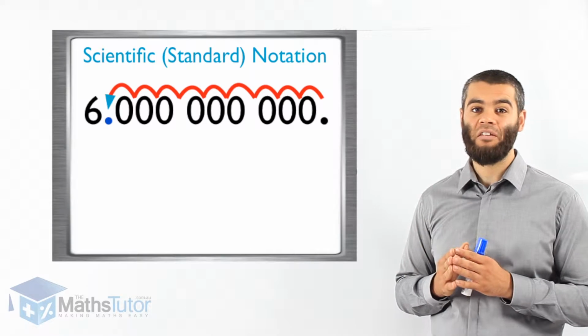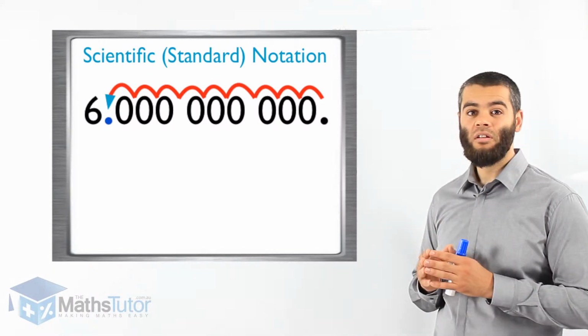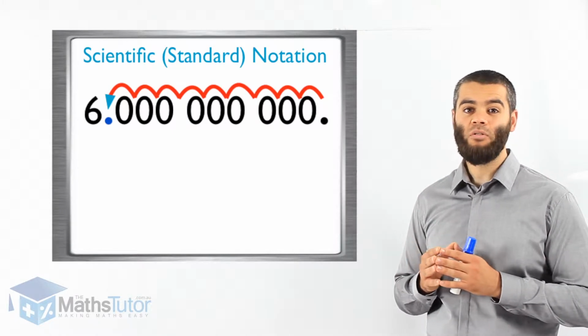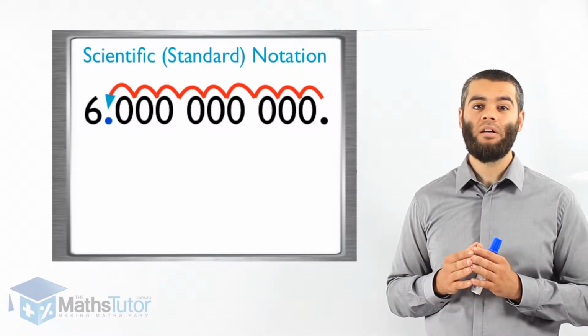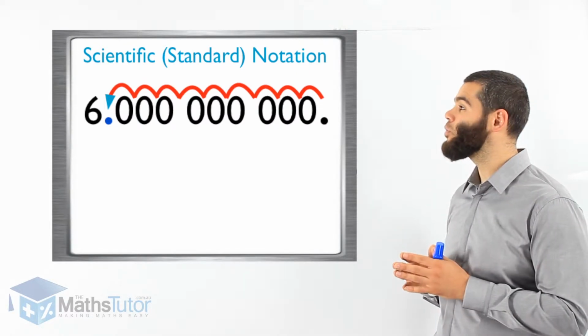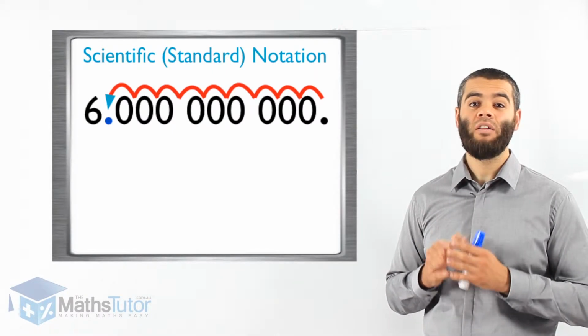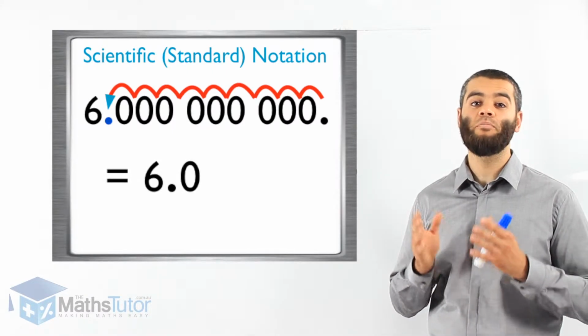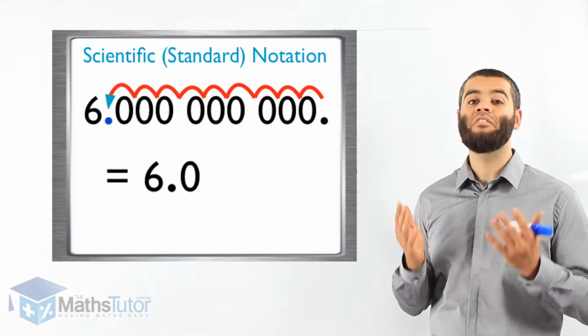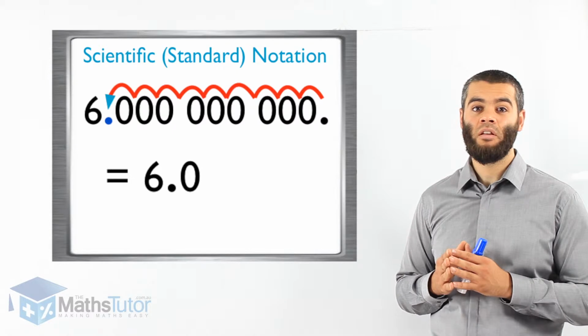Between 1 and 10. So we jump and we move the point, jump over every zero until we get to a number between 1 and 10. In here, we're going to put it just after the 6. So it becomes 6.0. 6.0 is a number between 1 and 10.